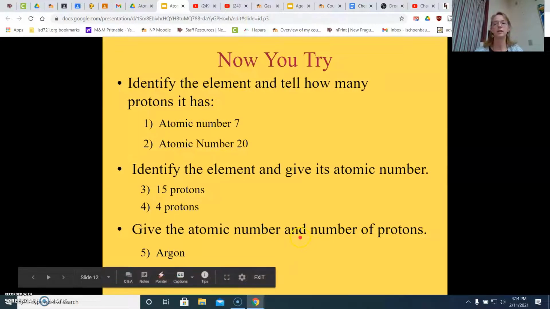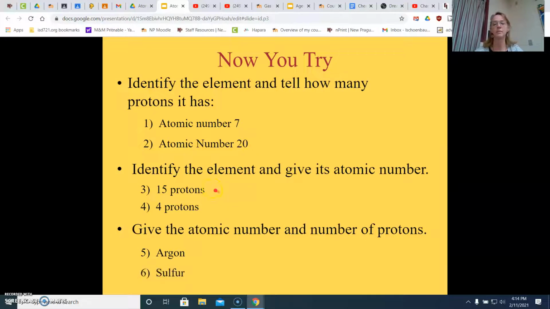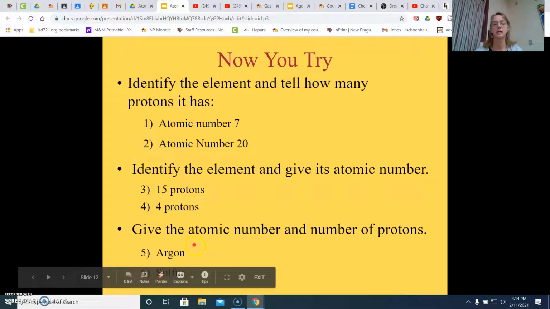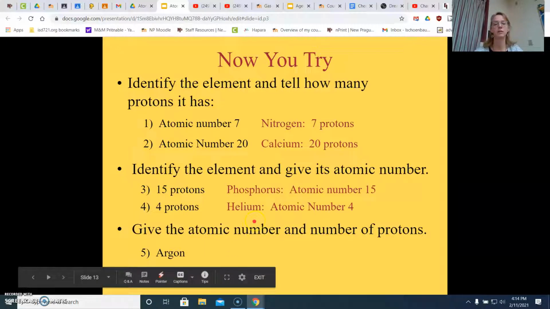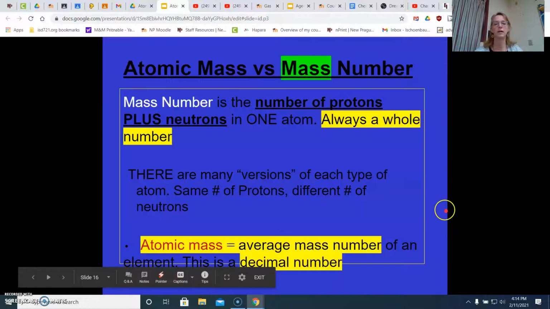So pause the video here, see if you can find the elements with these atomic numbers. Tell me which element has these numbers of protons, then tell me the atomic number of those guys. And when you check your answer, hopefully you got this right. You are on the right track.